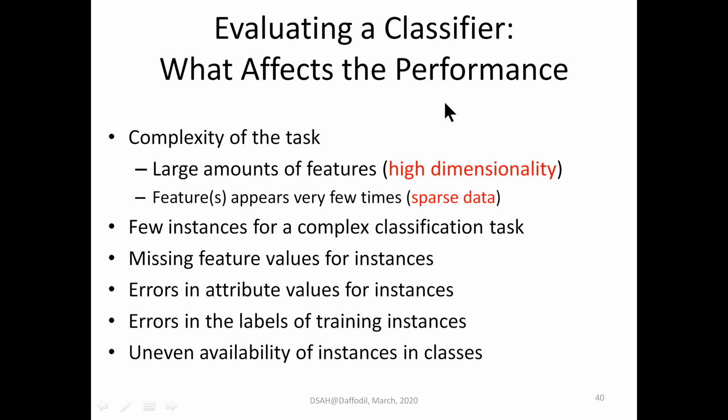So what affects the performance? Complexity of the task, a large amount of features, which is very, very expensive, and features that appear very few times, sparse data, few instances of a complex classification task, missing feature values for instances because that affects the performance, and errors in attribute values for instances. You have to have a very fine data pre-processing strategy.